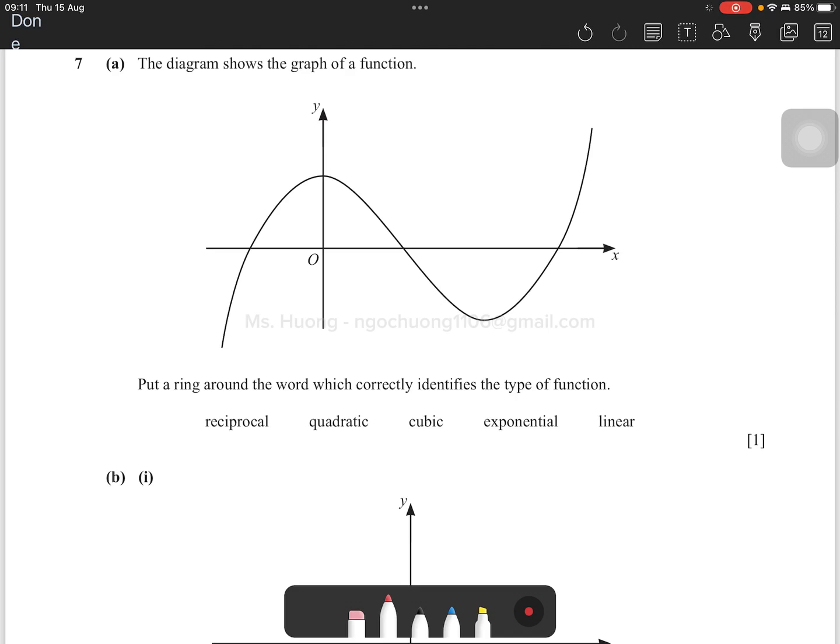Question 7a. The diagram shows the graph of a function. Put a ring around the word which correctly identifies the type of function. Reciprocal. The form of the reciprocal is like this. Quadratic is like this. Cubic, exponential, and linear is a straight line. So of course, in this case, we choose a cubic function.